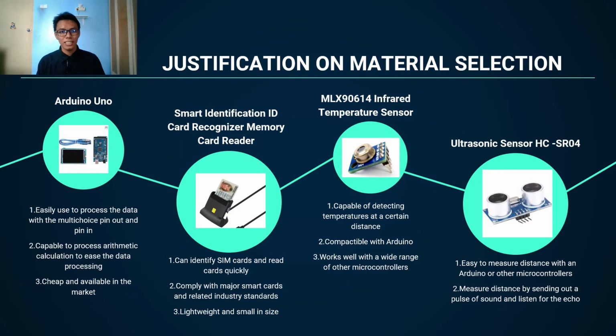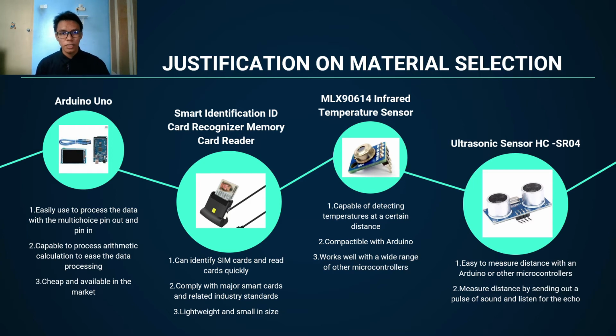Next is the justification on material selections. For the IR 4.0 tools, we are mainly using the Arduino Uno. The purpose of the Arduino Uno is that it is easy to use to process data with its multiple pin outs and pin ins. The pin out is what we use to signal from the Arduino to the outputs, for example the LCD and LED, and we also have pin in on the Arduino interface to get values from the inputs like sensors.